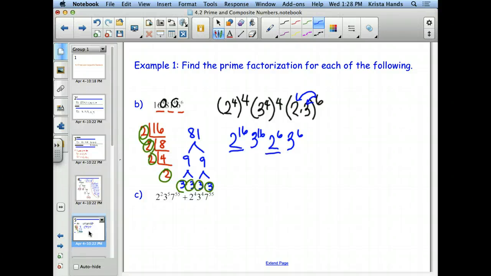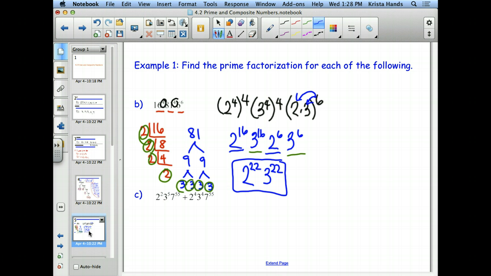All right, so these two right here match. They've got the same base. So I've got a 2 to the 16th and a 2 to the 6th. How do I combine those together? I add the exponents. So 16 plus 6 is 22, right? And then I've got the same thing happening with my 3, right? 3 to the 16th and 3 to the 6th, which is 3 to the 22nd, yeah.